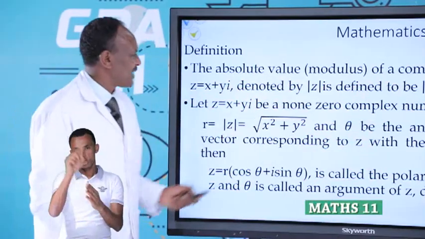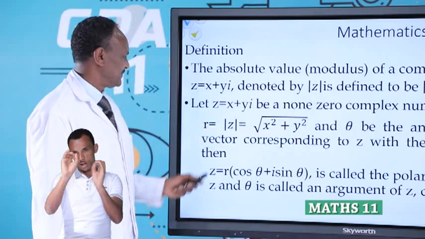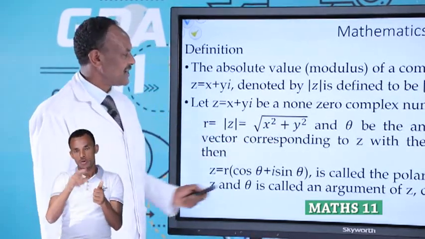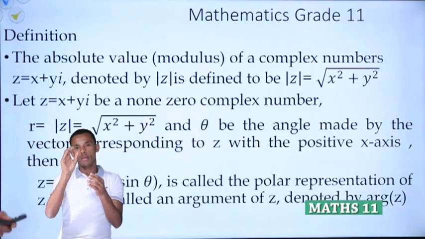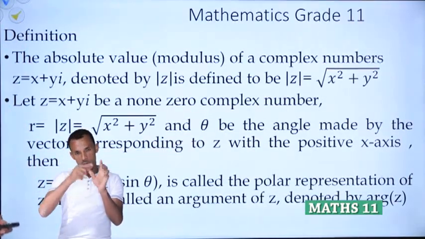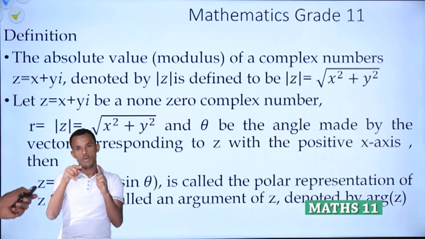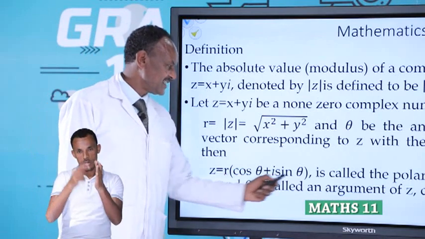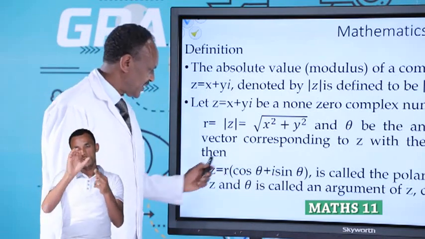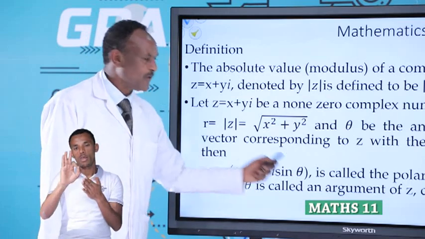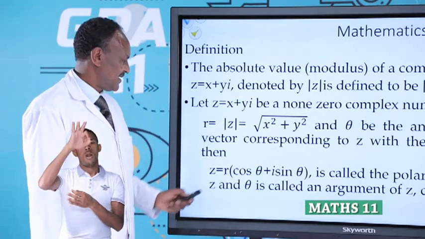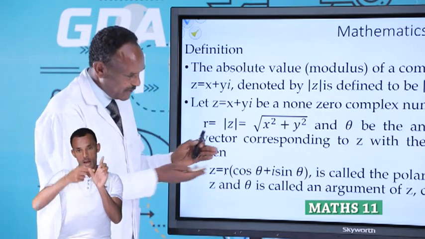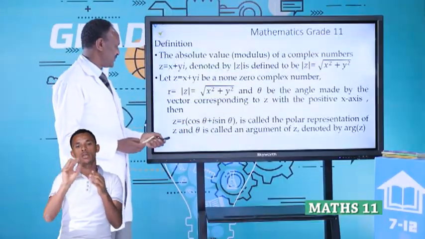Let z is equal to x plus yi be a non-zero complex number. If r is the modulus of z, which is the square root of x squared plus y squared, and theta is the angle made by the vector corresponding to z with the positive x-axis, then the complex number z can be written as r multiplied by cos theta plus i times sin theta. This way of writing a complex number is called the polar form. r is the modulus or the magnitude, and theta is the angle between the positive real axis and the given vector.